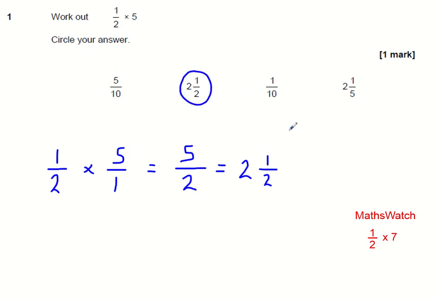So just for example, the difference on Maths Watch for this question is that instead of it being 1/2 times by 5, it was 1/2 times by 7. The method is identical. The 7 would be taking the place of the 5, so it would be 1 times 7 and 2 times 1, which will give you 7/2, which will then be 3.5.